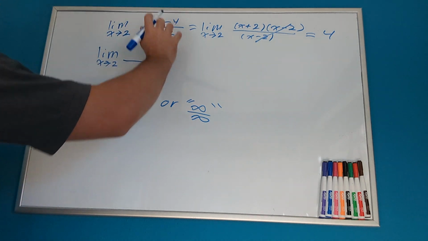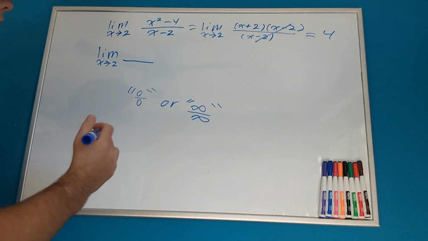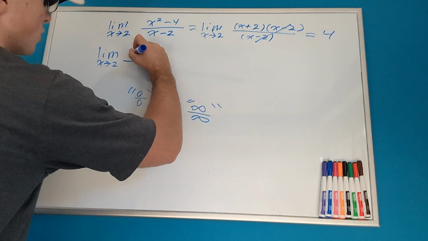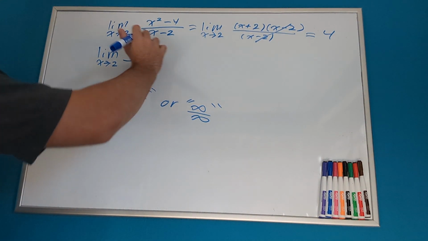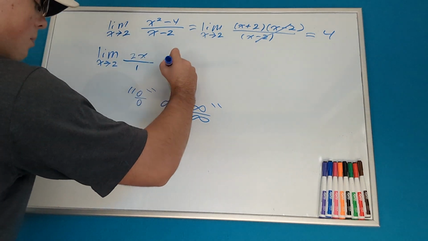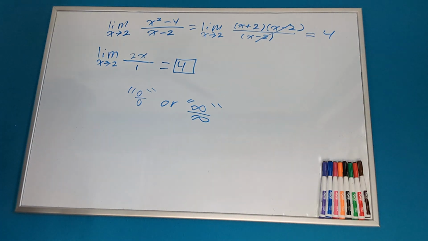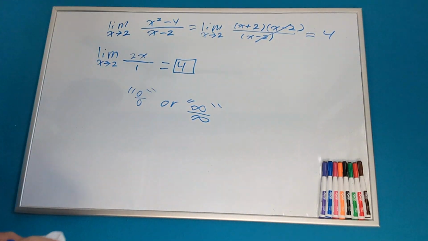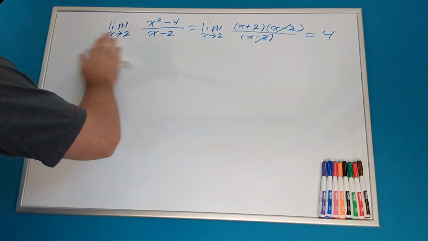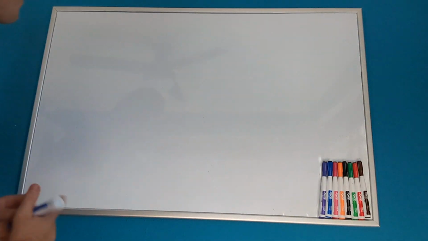Well, if we plug in 2, we get 0 over 0, so we can use L'Hopital's rule. So let's take the derivative of the numerator. The derivative of the numerator will be 2x. Then the derivative of the denominator, that's just 1. So then we plug in 2, and we get 4. So as we can see, that was a lot easier to do. So let's erase this, and let's look at a little bit trickier. Let's progressively get a little trickier through this video.